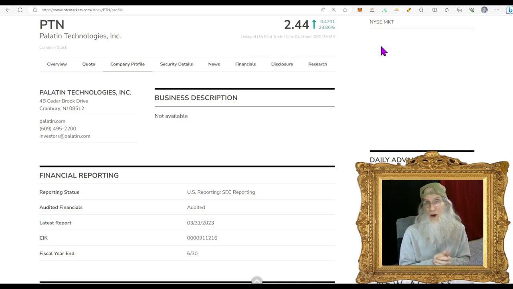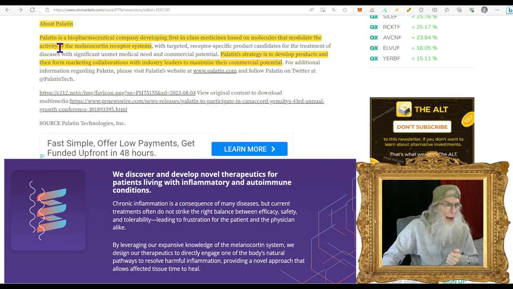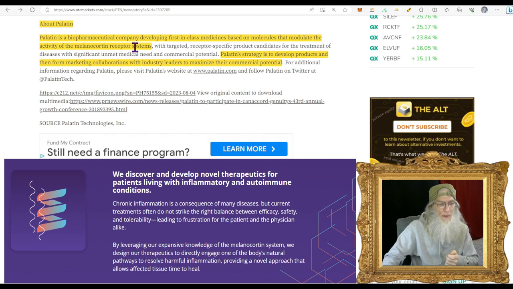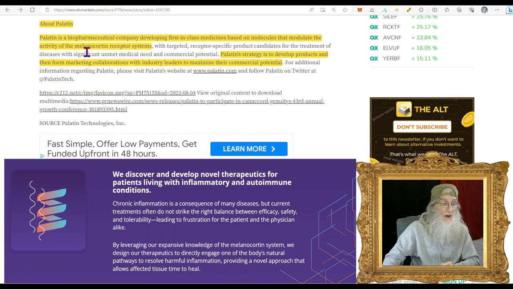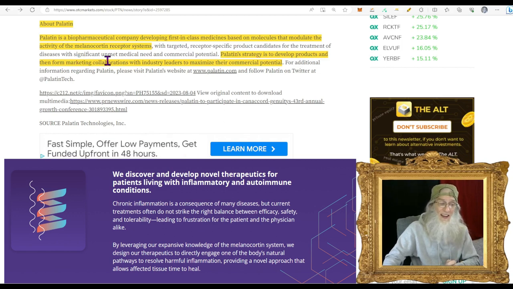She just had news come out today about a deal she's making, a collaboration that's going to bring in some strong revenue. So everything is set up perfectly. PTN, she finished the day at $2.44 with virtually 24% gains. Now, what does PTN do? Well, they're a biotech. Palatin is a biopharmaceutical company developing first-in-class medicines based on molecules that modulate the activity of the melanocortin receptor systems with targeted receptor-specific product candidates for the treatment of diseases with significant unmet needs and commercial potential.